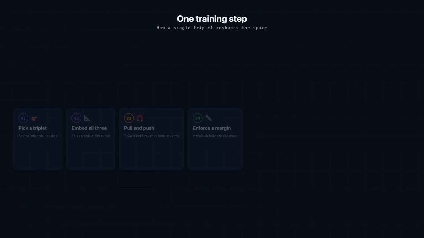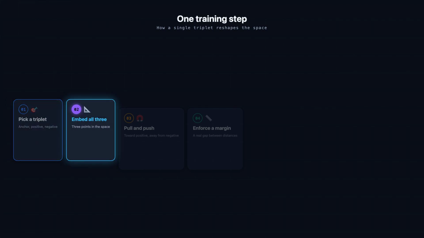So how does one training step actually work? Walk through it as a loop, 1 triplet at a time. Pick an anchor, a reference example, say a photo of person A. Then grab a positive, which is another photo of that same person A, and a negative, which is a photo of someone else entirely, person B. That is your triplet, 3 examples chosen together.